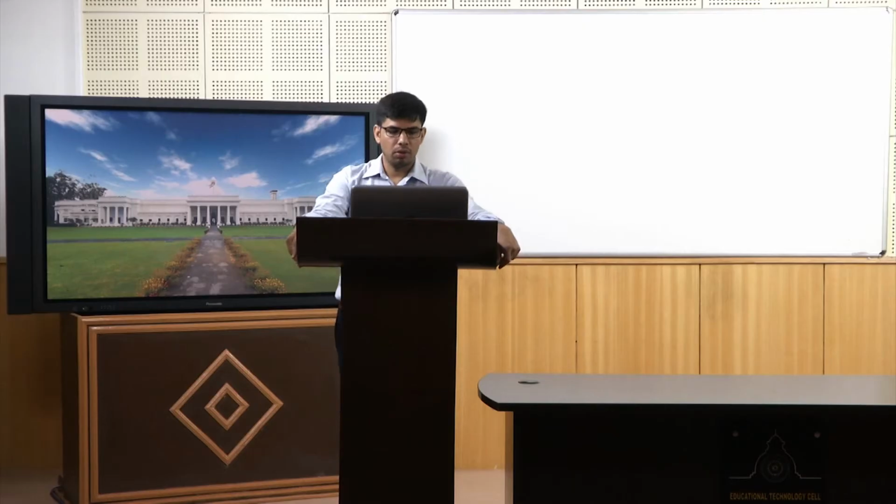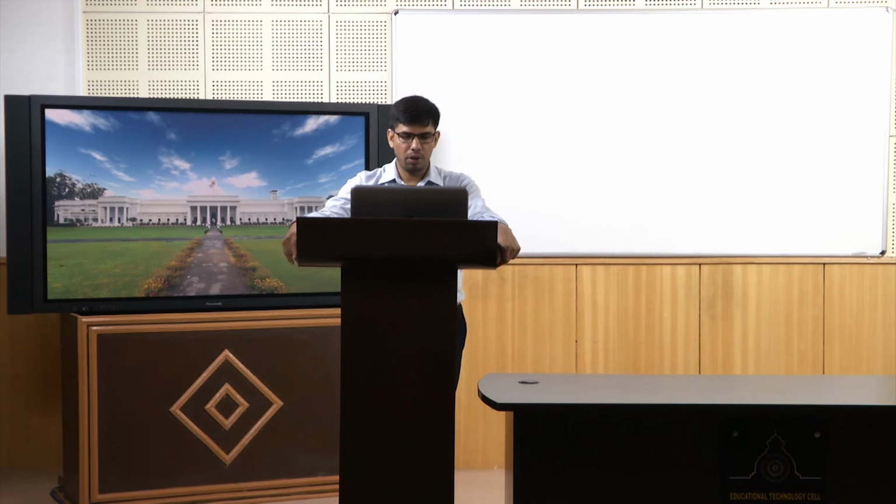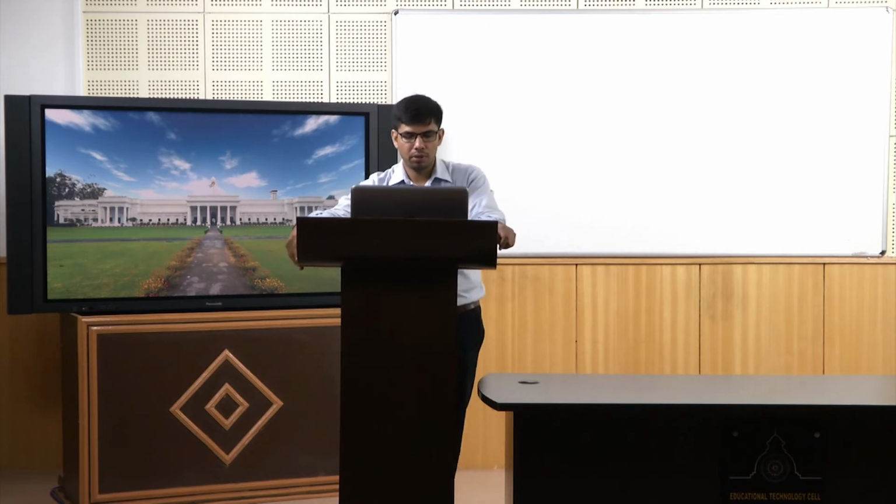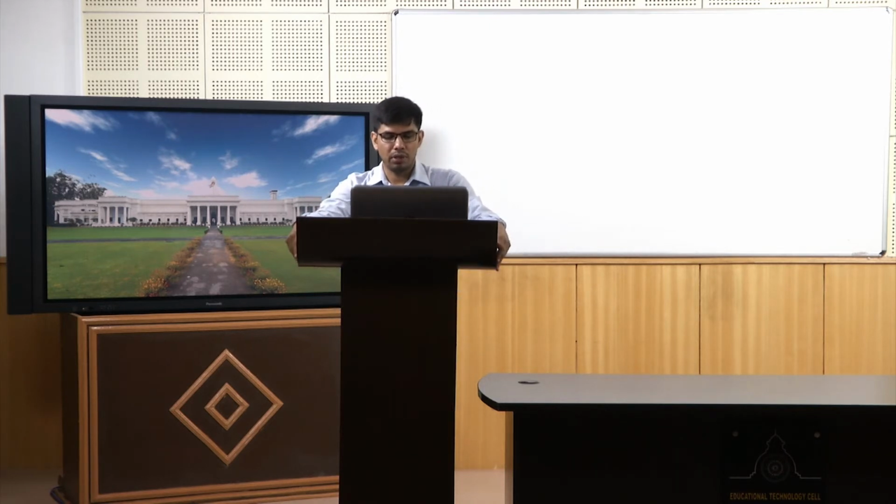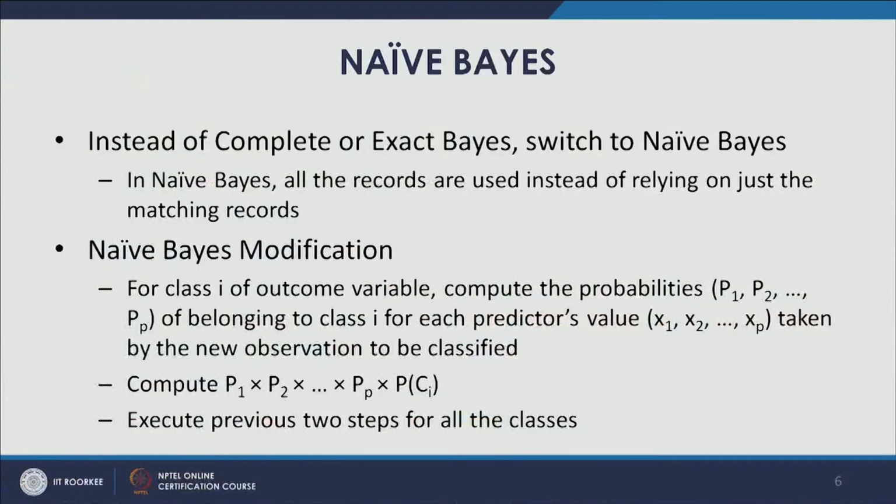So, out of all the records that we might have, how many records out of the total actually belong to class I. That proportion we will multiply into this particular value. So, we will have to compute p1 into p2 and so on up to pp, and then the proportion, the probability of ci.